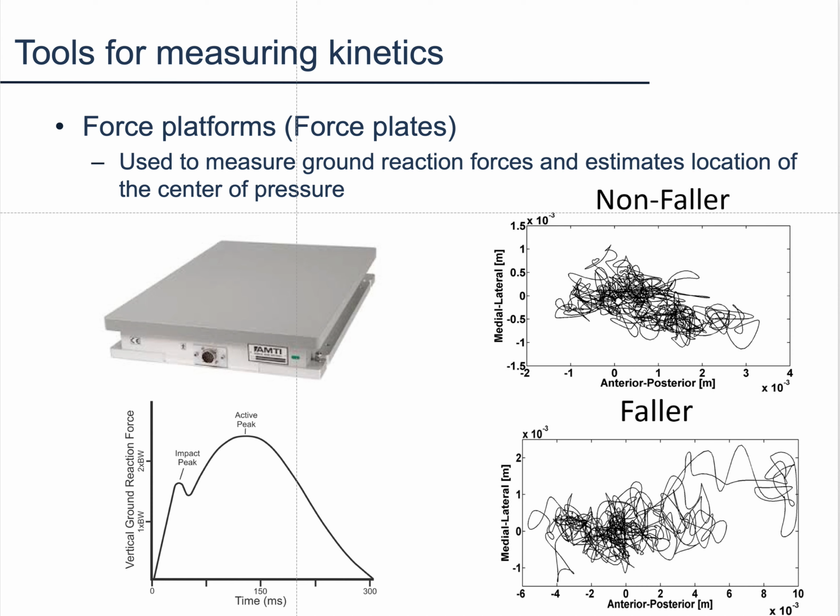The movement of the center of pressure is often used to assess balance. The figures on the right side of the slide show the movement of the center of pressure during the balance test for the elderly with and without history of falling. You can see that the faller's center of pressure is moving around a lot more than the non-faller, indicating poor balance.